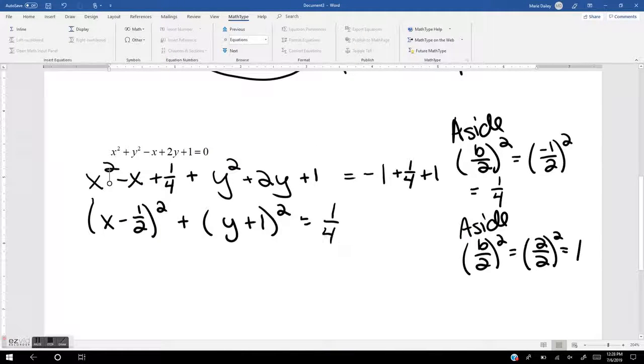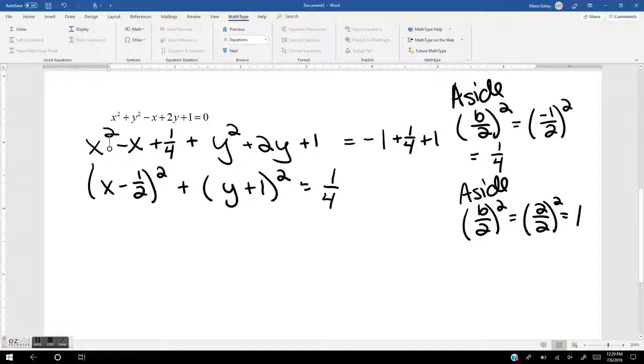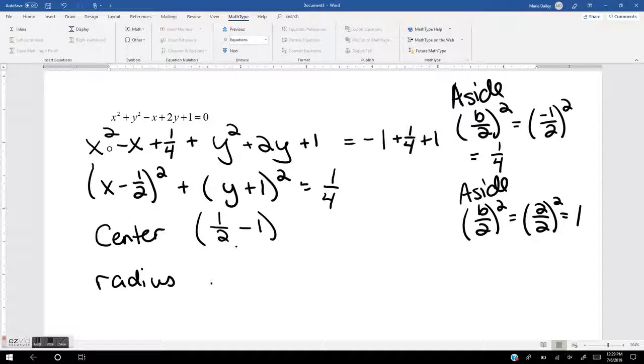As we take a look at this, we can deduce that we have a center. Don't forget to change those signs. That's going to be 1/2, negative 1. We then have a radius. We take the square root of 1/4, which is 1/2. So we have a radius of 1/2 with a center of 1/2, negative 1.